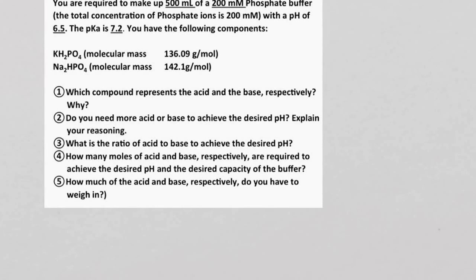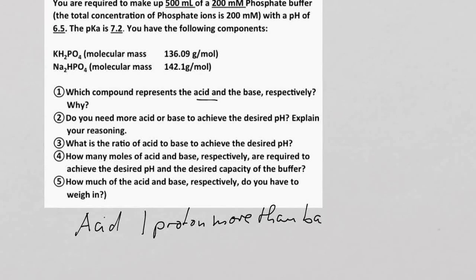To answer the first question, which compound represents the acid and the base, respectively, we need to remember what a base and an acid is, especially in a conjugate acid-base pair. We know that the acid has one proton more than the base in a conjugate acid-base pair.